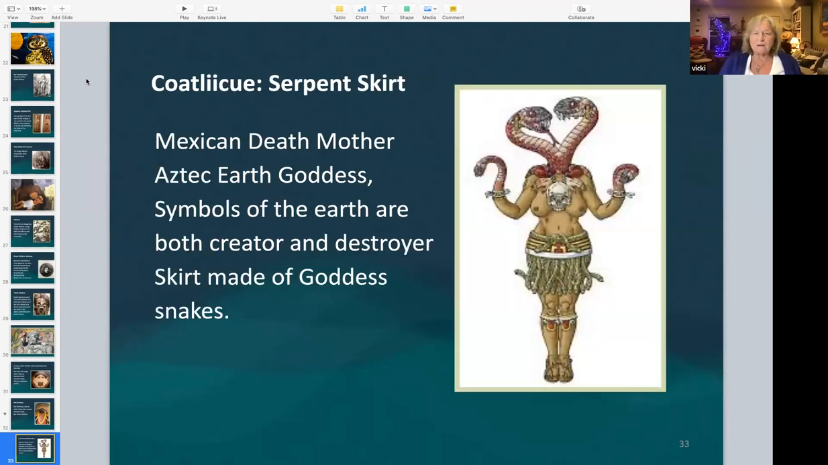And of course, we can't leave out Serpent Skirt, the Mexican death mother, the Aztec earth goddess. She's a symbol of the earth. She's both creator and destroyer. She has a skirt made of goddess snakes. These are all so vivid, all these images. They're so much fun and they're vivid and they're full of life, and you can see how they are transformative. The opposite of the elementary mother.